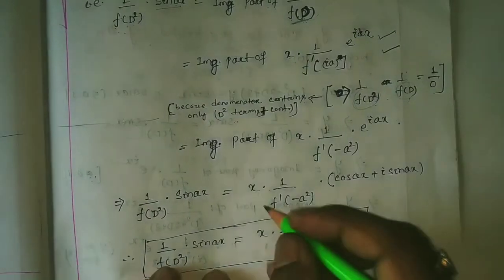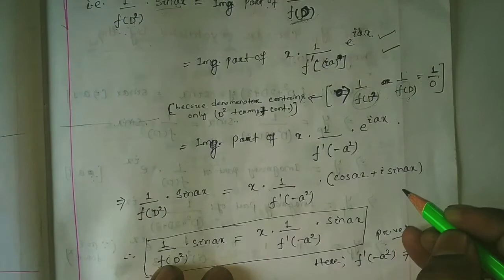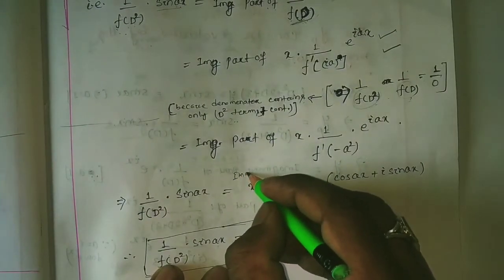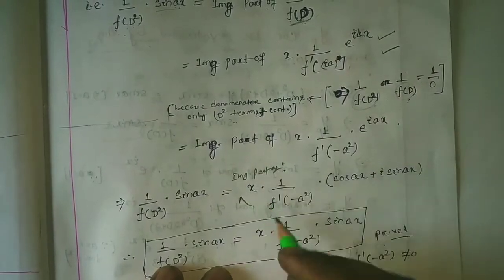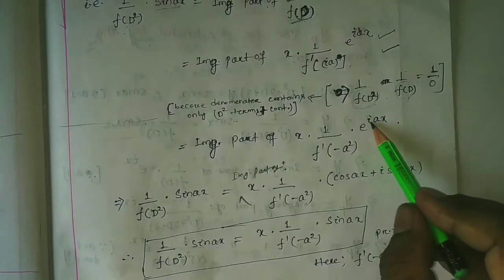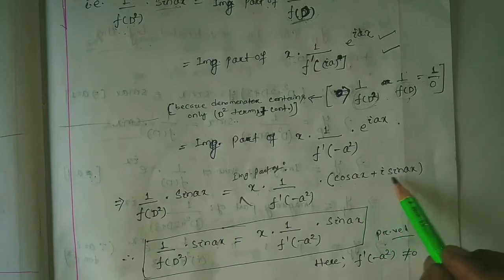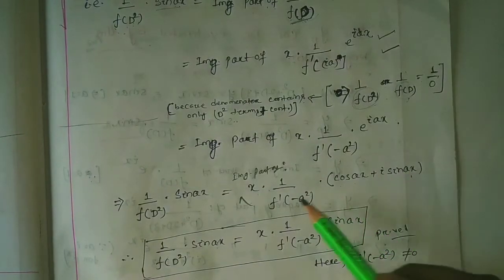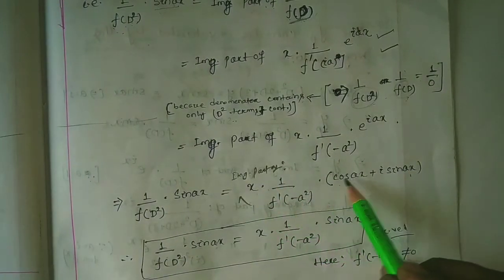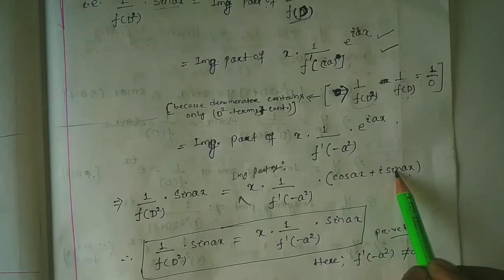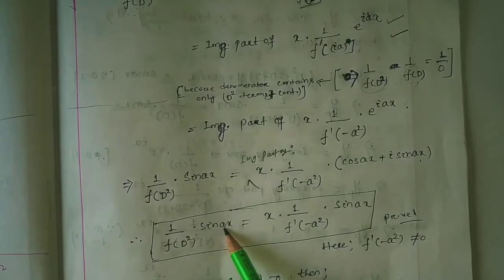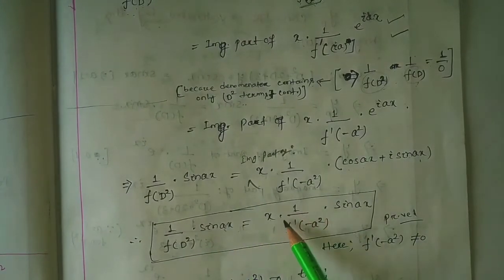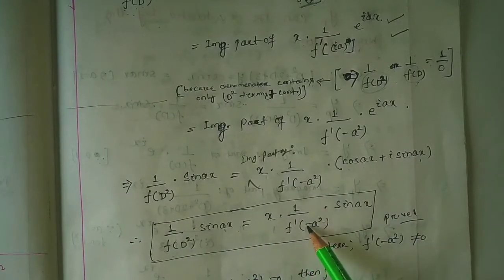Just write imaginary part, I just forgot. Imaginary part of this one. E to the power ix, that means cos x plus i sin x. So this term is going to be multiplied with this one and this one. So which one is the imaginary part? This one. Okay, so 1 by f d square sin x will be equal to x into 1 by f dash minus a square sin x. So hence it is proved.